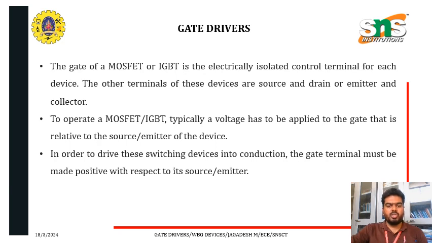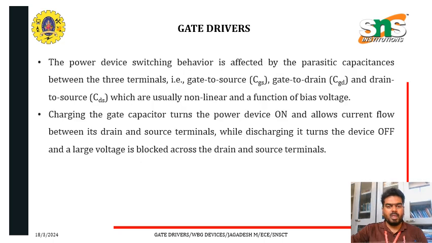The gate of the MOSFET or IGBT is the electrically isolated control terminal for each device. The other terminals of these devices are source and drain or emitter and collector. To operate a MOSFET or IGBT, typically a voltage has to be applied to the gate relative to the source or emitter of the device. In order to drive these switching devices into conduction, the gate terminal must be made positive with respect to its source and emitter.